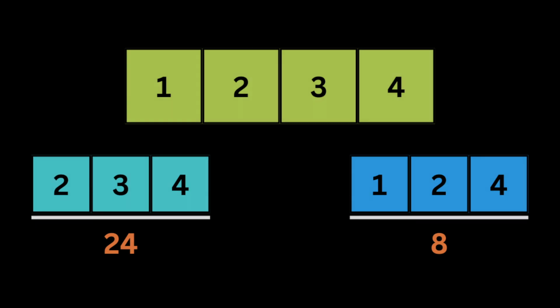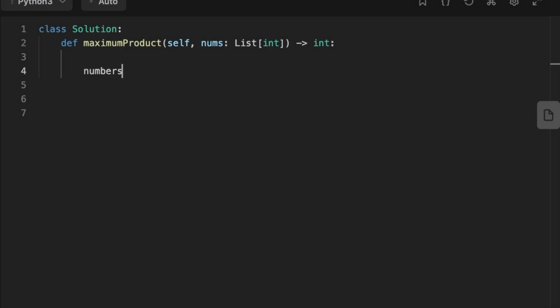So let's jump into coding the solution. First, we're gonna sort the array in ascending order, and we're gonna assign it to a variable called numbers. Then we're gonna calculate the product of the three largest numbers.